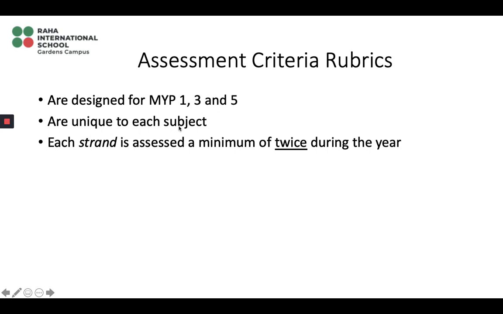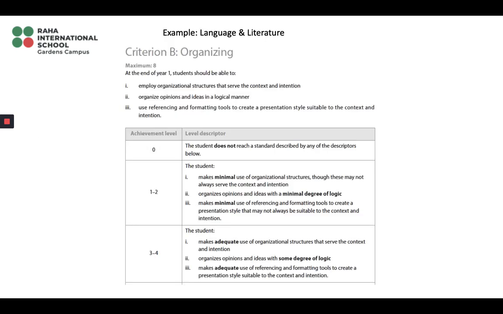These are of course unique to each subject. We'll have a quick look at one in a moment. And then each strand is assessed a minimum of twice during the year. So I'll explain to you what a strand is. So as an example, let's look at language and literature, which could be either English or Arabic A.